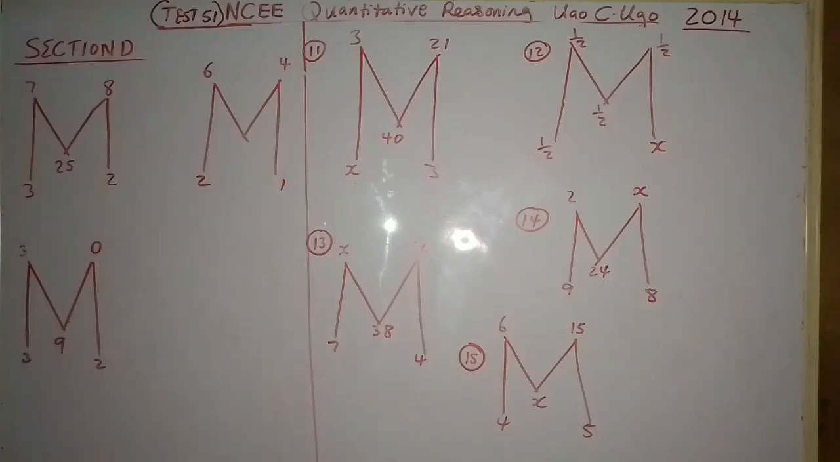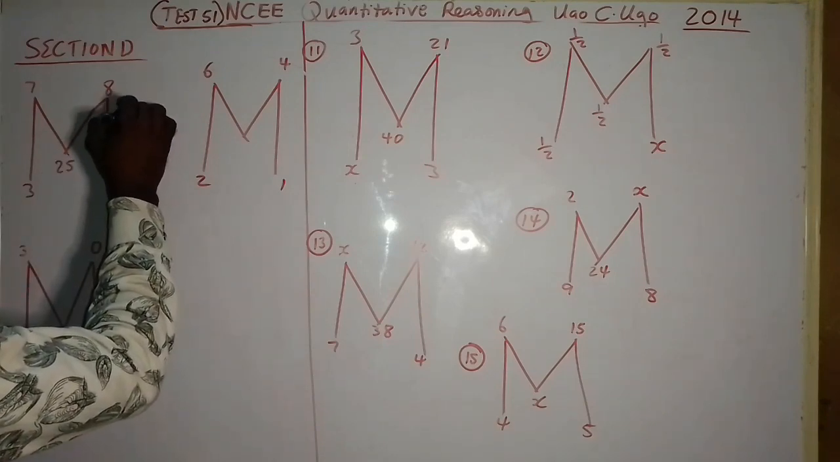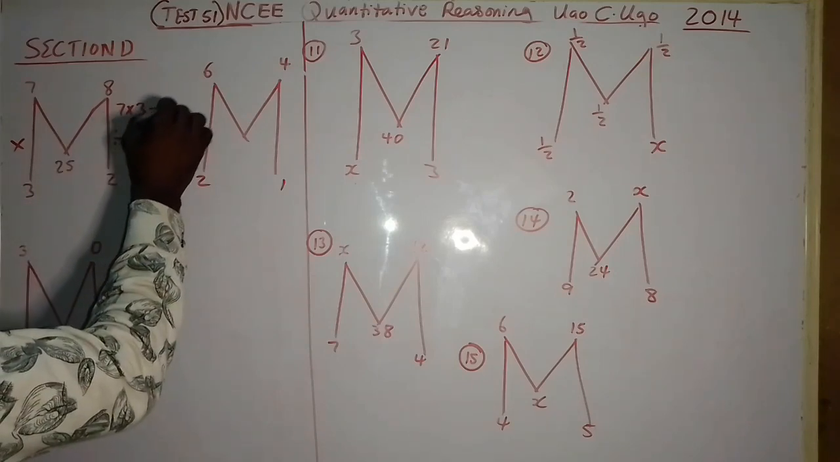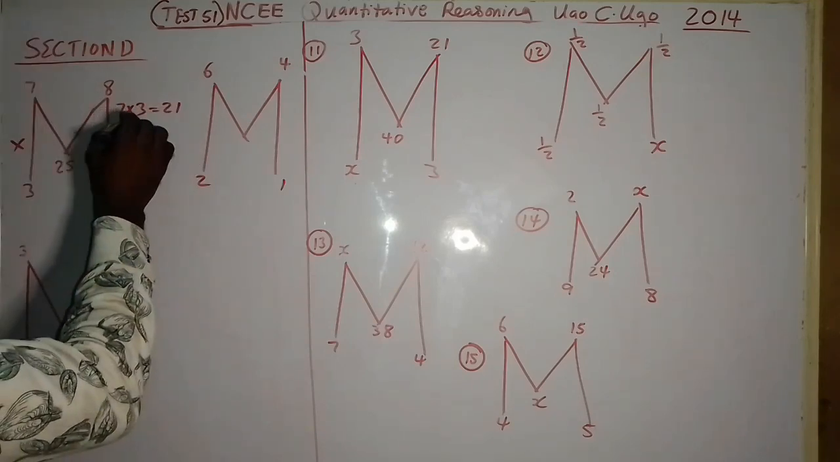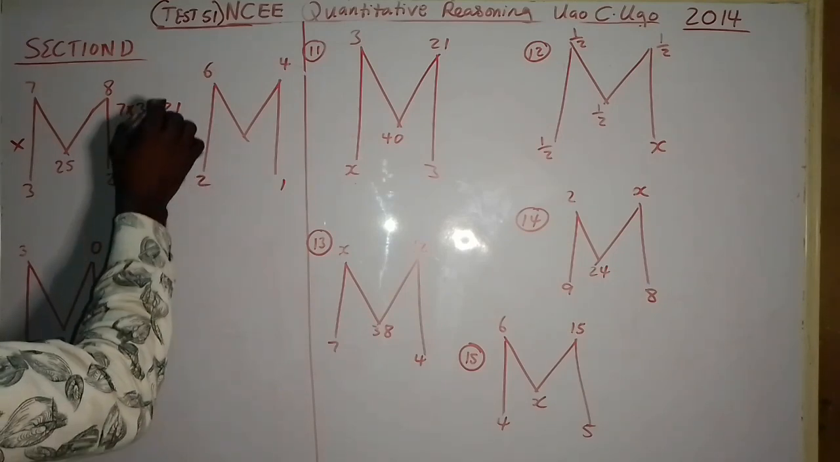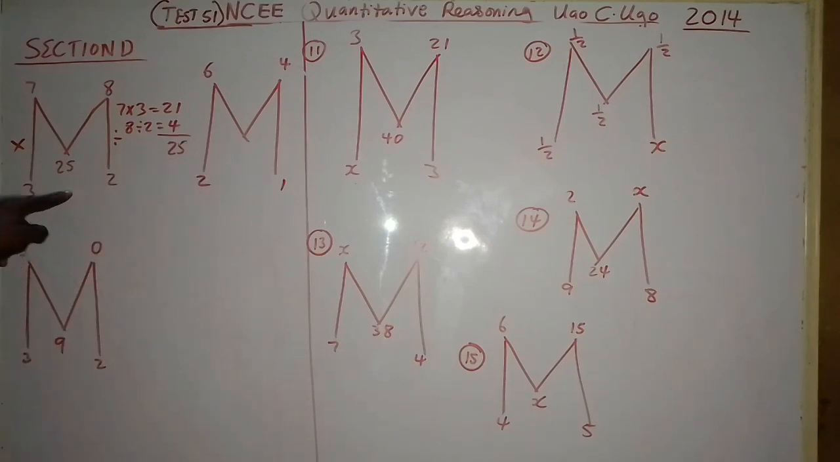The next question we want to solve now is this. So I want you to pause your video and take a look at this. Try to solve this using your own method. So now, let's solve this question. We have 7 times 3. This times this divided by this is going to give us 21. So 8 divided by 2 is going to give us 4. When you add everything up, 21 plus 4 will give you 25. That's how we got the answer here.